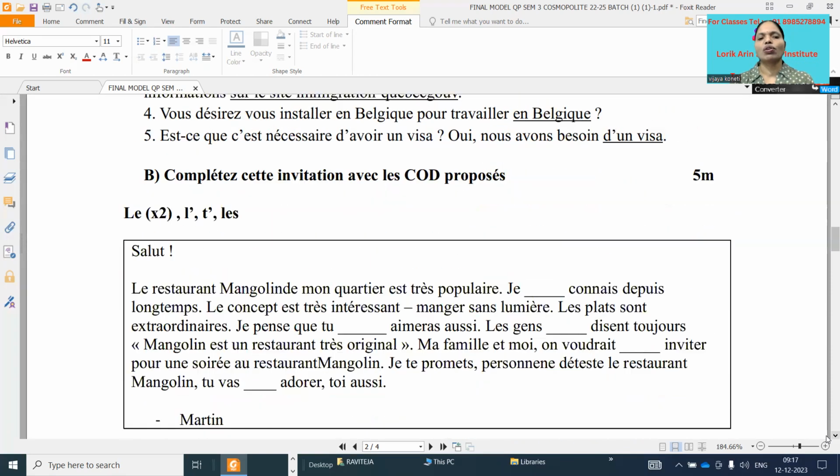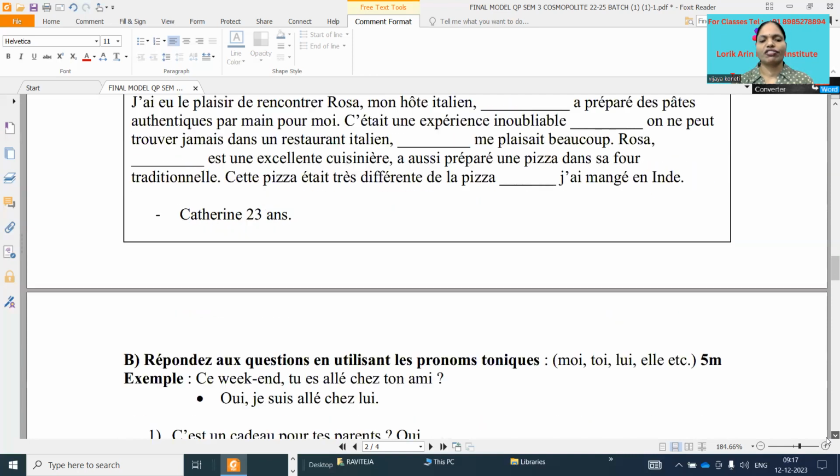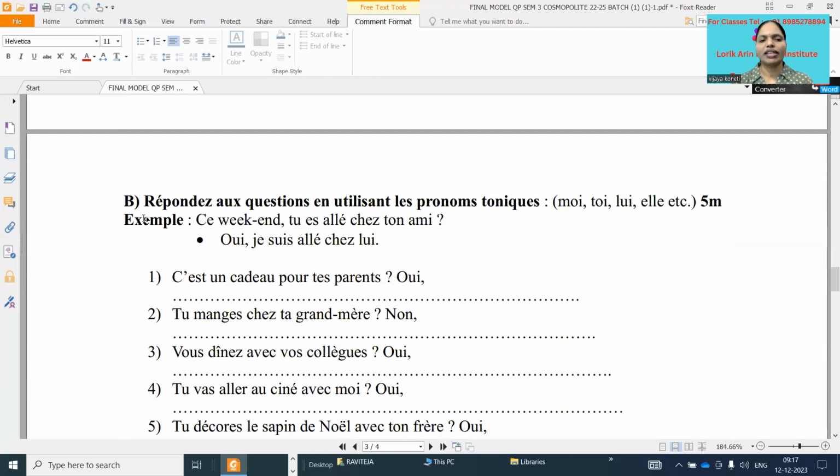And next one is "Complétez cette invitation avec les articles proposés." Complete this invitation with the proposed articles. Means you have to fill with la, l', de, d' and le. And this one is a 5 marks bit. And the next one, "Complétez avec les pronoms relatifs qui, que, qu'," 5 marks bit, relative pronouns. And in this one, B is "Répondez aux questions en utilisant les pronoms toniques." Answer the questions while using tonic pronouns. 5 marks it is.